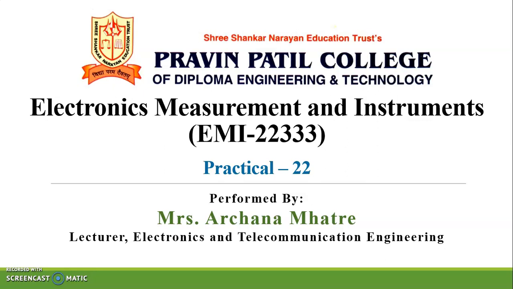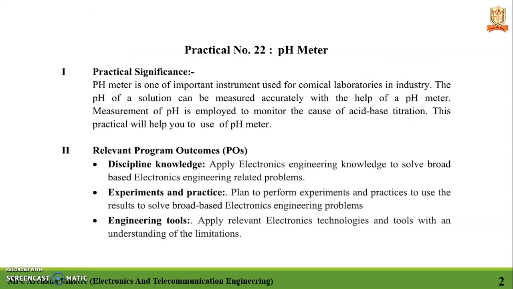In this video, we are going to study practical number 22 of the subject Electronic Measurement and Instrumentation. The aim of the practical is pH meter. Practical significance: pH meter is one of the important instruments used in chemical laboratories in industry. The pH of a solution can be measured accurately with the help of a pH meter. Measurement of pH is employed to monitor the course of acid-base titration. This practical will help you to use the pH meter.